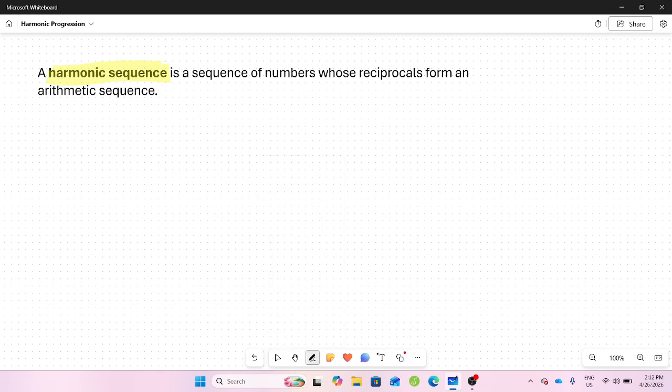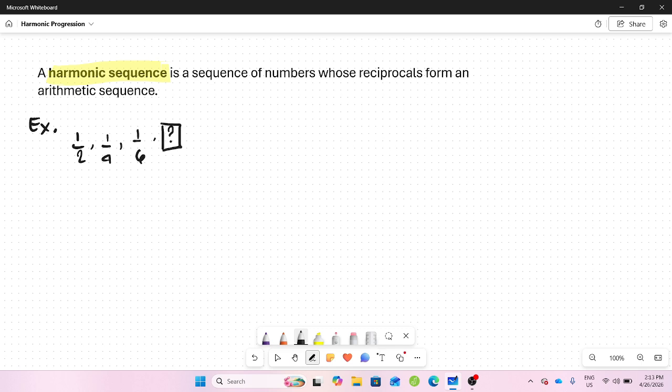So a harmonic sequence is a sequence of numbers whose reciprocals form an arithmetic sequence. For example, we have 1/2, 1/4, 1/6, and let's say we want to know what will be the next term.